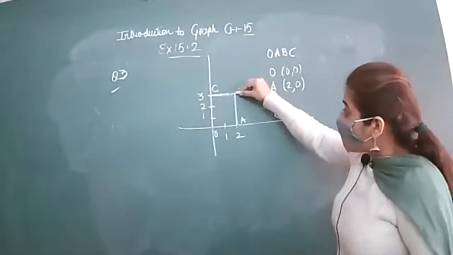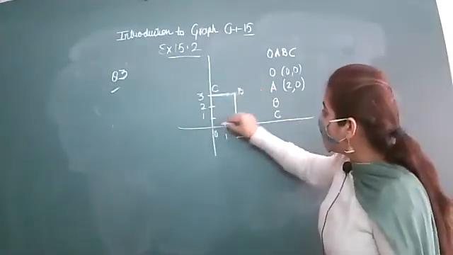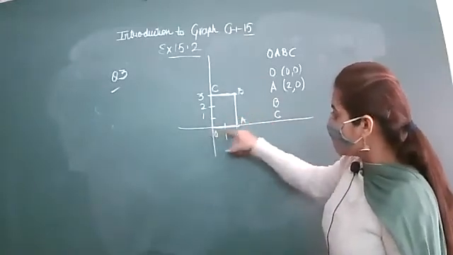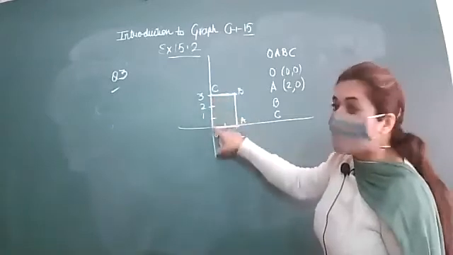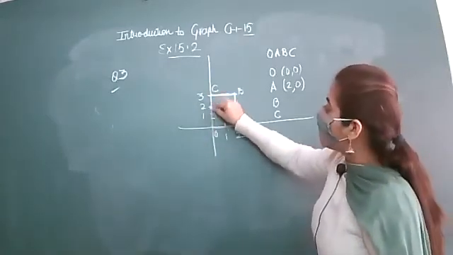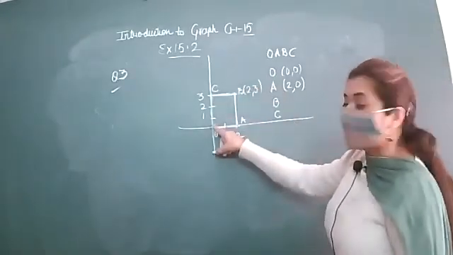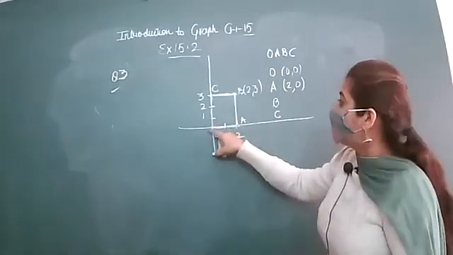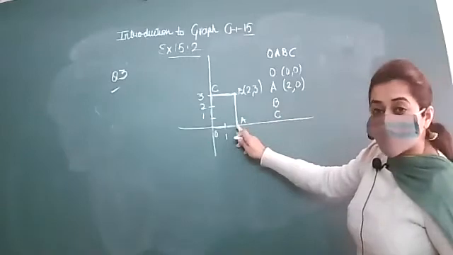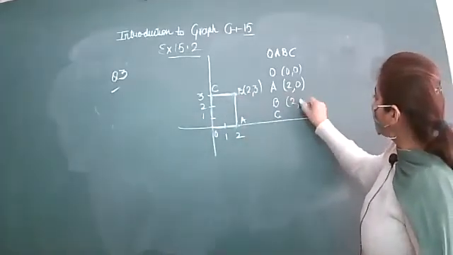Okay, now the coordinate of B. B is the intersection of this point and this point. Here the value of x is 2 and the value of y is 3. So the point will become 2 comma 3, because the value of x is 2 and the value of y is 3. Where this line and this line intersect, this point is 2 comma 3.